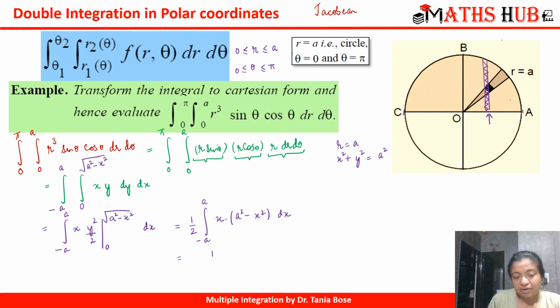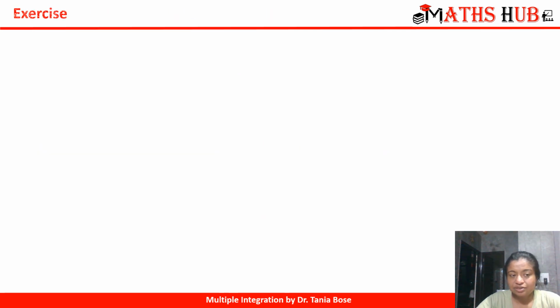And now when I integrate this, we get half. A square x will get integrated as a square x, and x cube will get integrated as x to the power 4 by 4. And when I put the limits minus a to a, they are both odd functions, so the answer will become equal to 0, right? I hope you understood this transformation, how we converted the polar system to Cartesian system and evaluated it. So let us try another question.